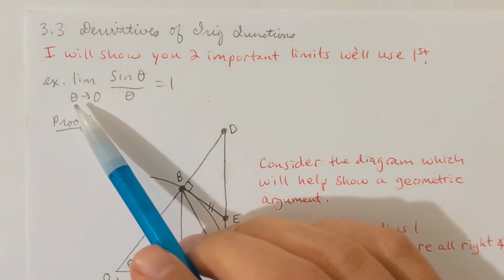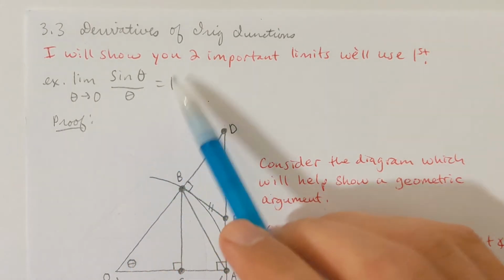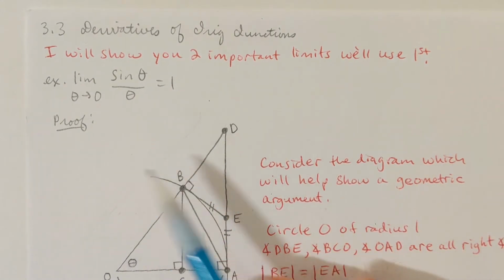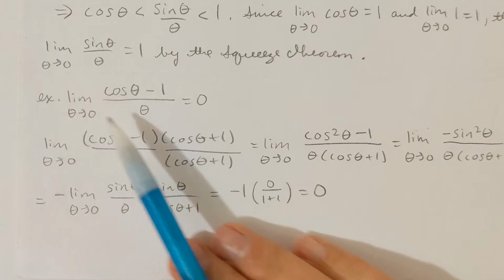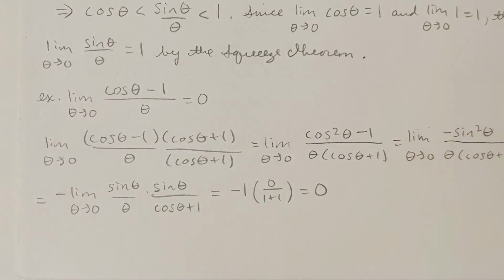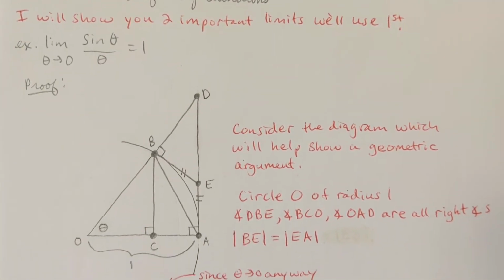The first limit is the limit as theta approaches 0 of sine theta over theta is 1. Okay, and we'll look at the proof of that in just a moment, but the second limit is this one down here. The limit as theta approaches 0 of cosine theta minus 1 over theta equals 0. Okay, so I'd like us to look at the proof of each one of these.